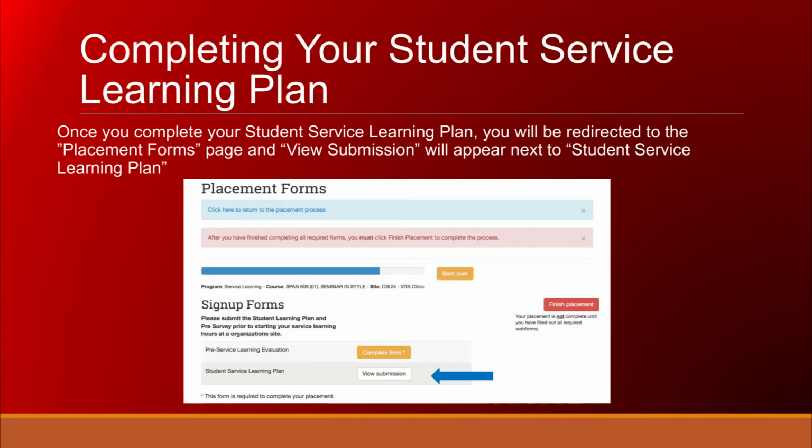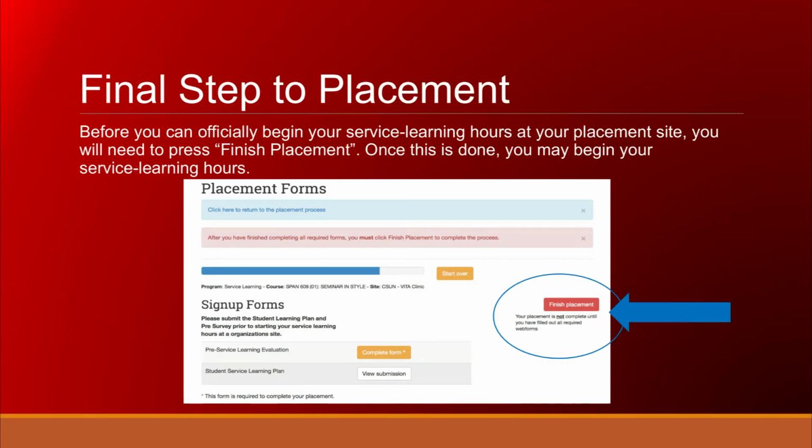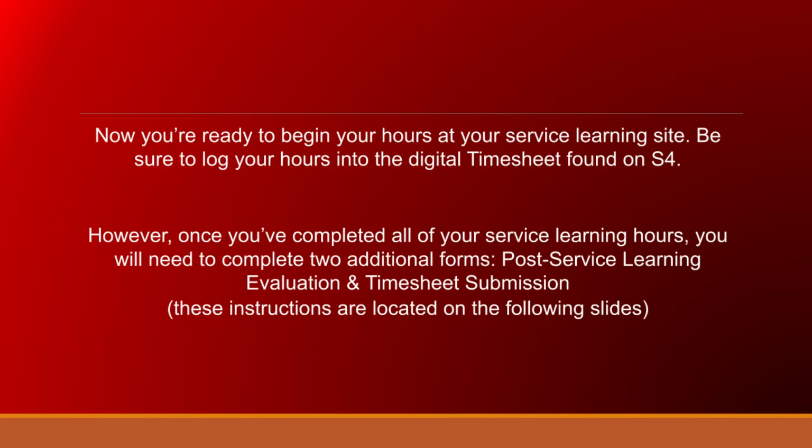With both the Pre-Service Evaluation form and the Student Service Learning Plan form complete, you can now finish your placement by clicking the Finish button on the right side of the page. Now you're ready to begin your hours at your service learning site. Once you've completed all your service learning hours, you will need to complete 2 additional forms, the Post-Service Learning Evaluation and complete a timesheet submission.